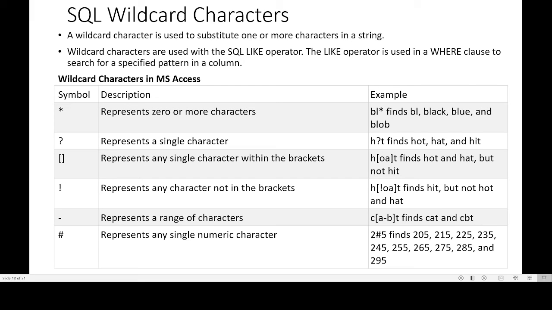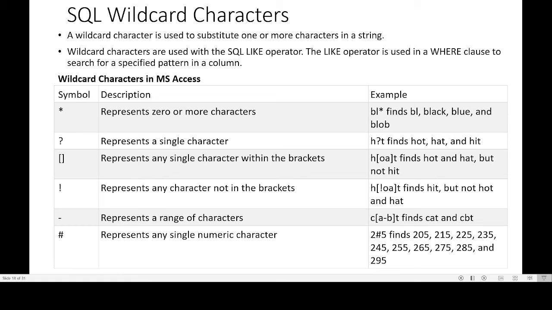Then we have square brackets, which represent any single character within the bracket. Here we write H, then inside square brackets we give some letters. It will search for all the strings having the letters O and A within the bracket. So in this example we have O and A, and it will search for all the strings which have either O or A. So it represents any single character within the bracket.